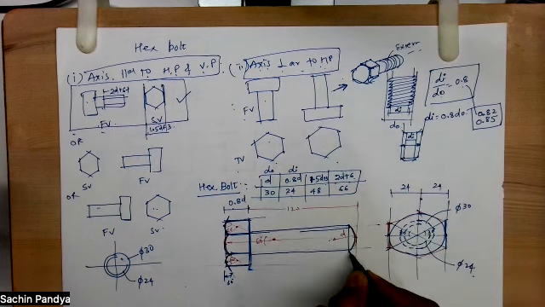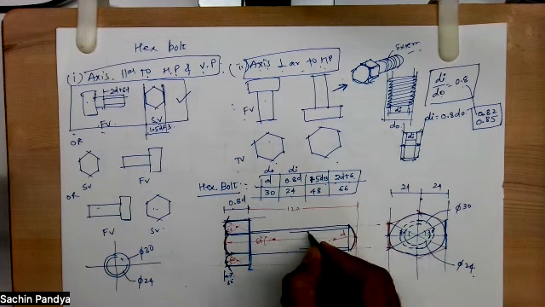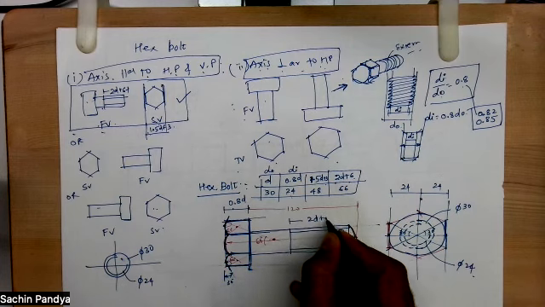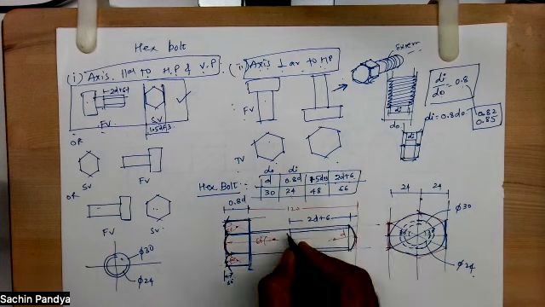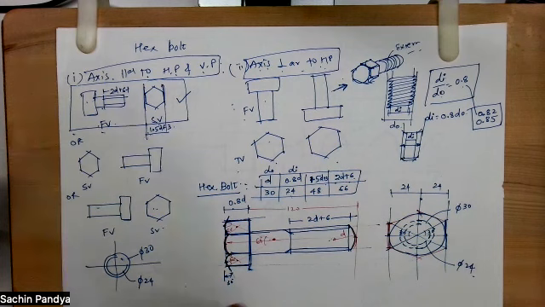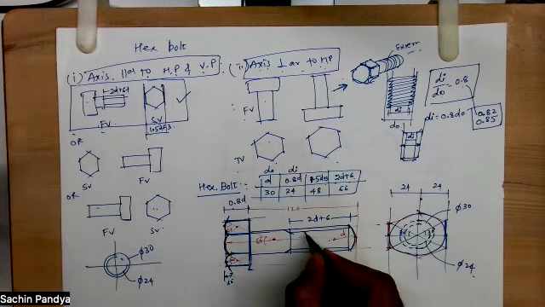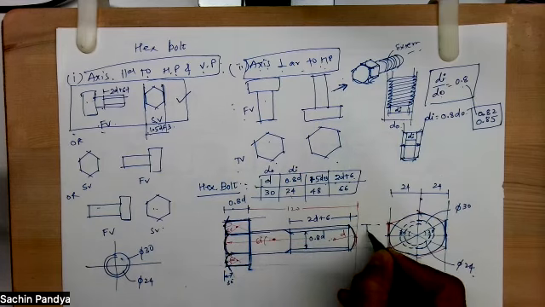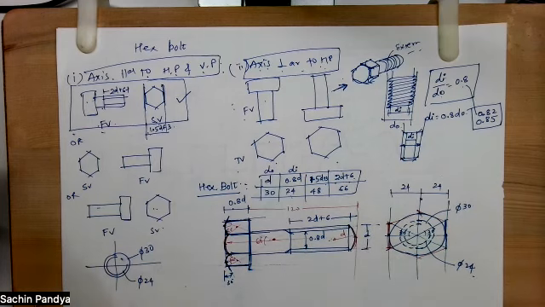And this length you take 2D plus 6. This is 2D plus 6 you take as length. And you draw this 30-30 degree. This is again chamfering. So this is how you will draw the thread profile. Got it? So this is 0.8D and this is D. Got it? So this is how you will draw a hexagonal bolt.